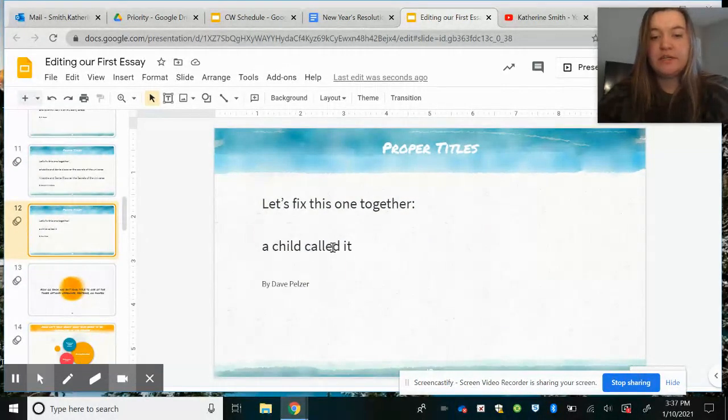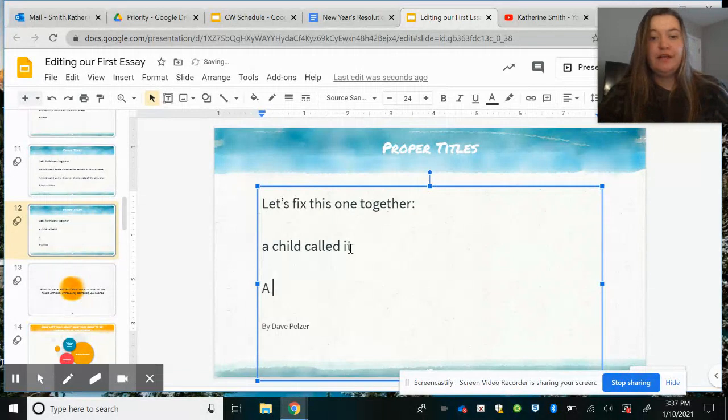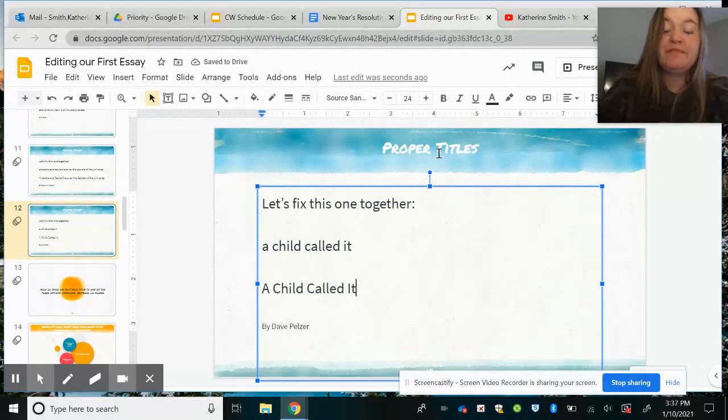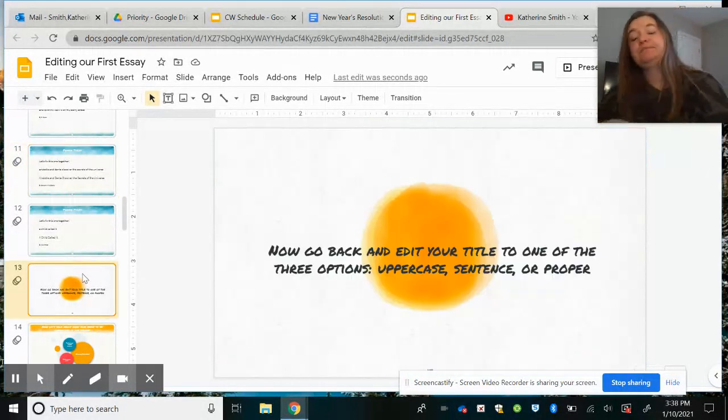Okay, the last one here, a child called it. If we break this down, A, we know the first letter will always be capitalized. A child is a noun. Called is a verb. And it is the last word, so it will also be capitalized. So sometimes it might be like this. They all end up having a capital letter. Sometimes, like the example before, there's quite a few connection words that aren't as important, and those don't have a capital letter.